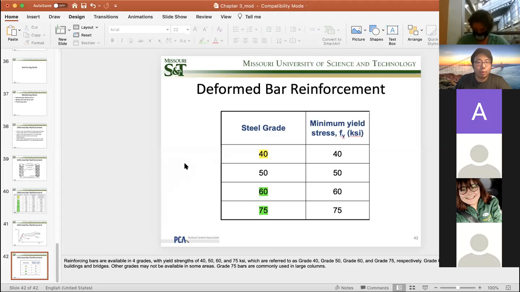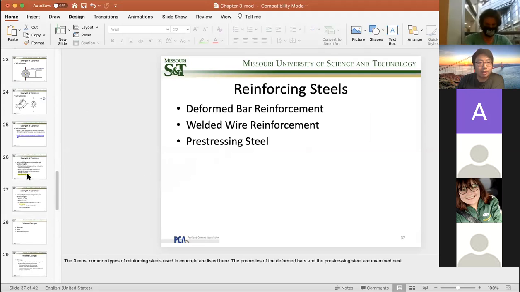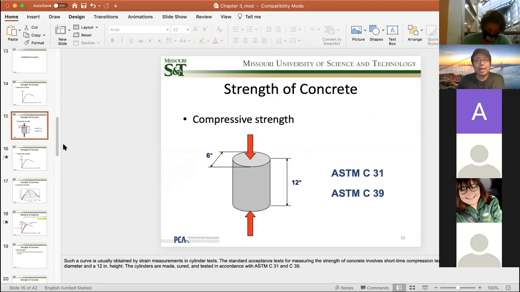All right, at this point we are actually done with chapter 3. Let me quickly recall some of the questions I might ask. What kind of test am I going to perform to get a compressive strength? That is the concrete cylinder test, the compressive strength of concrete cylinders.